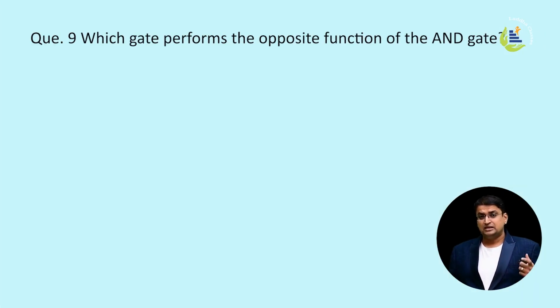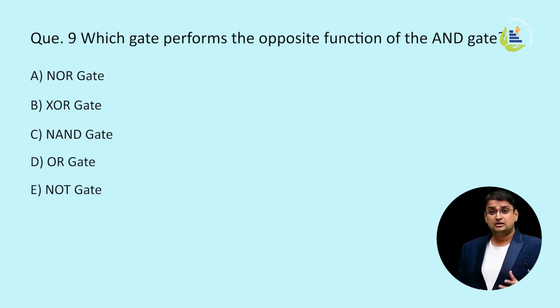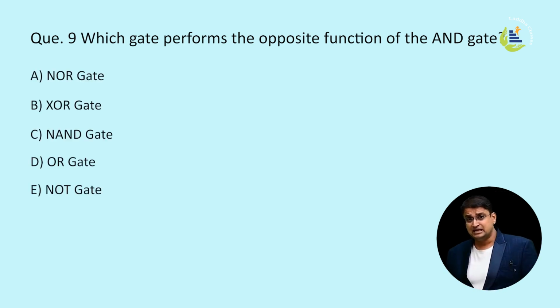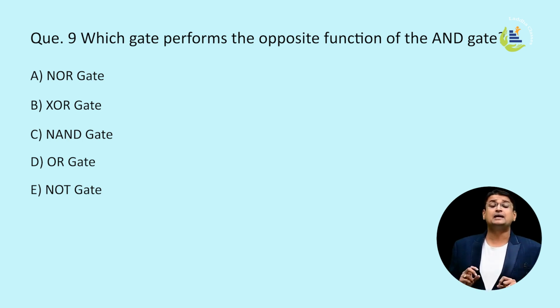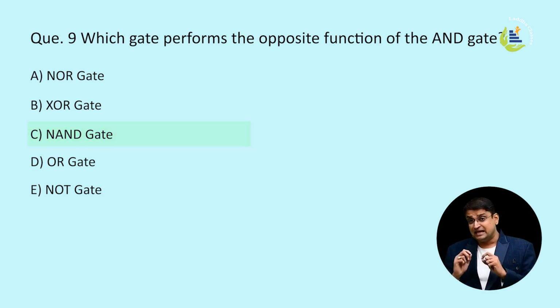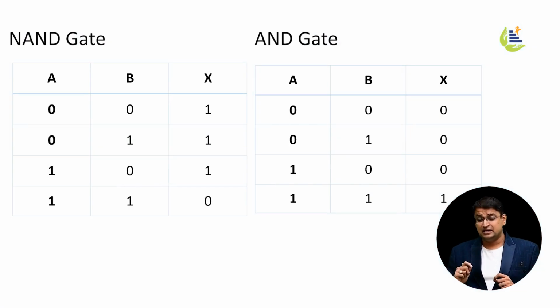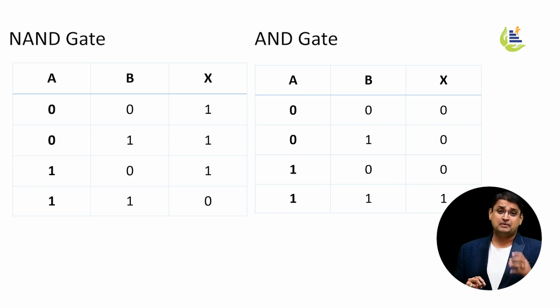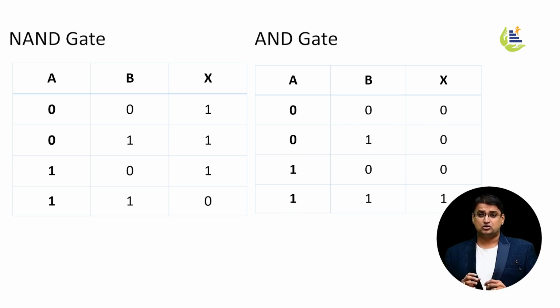Question 9. Which gate performs the opposite function of the AND gate? Options are NOR, XOR, NAND, or NOT. Correct answer option is C, NAND gate, because a NAND gate performs the opposite function of an AND gate. It returns the inverse of the AND operation. The NOR gate performs the opposite of OR, not AND.